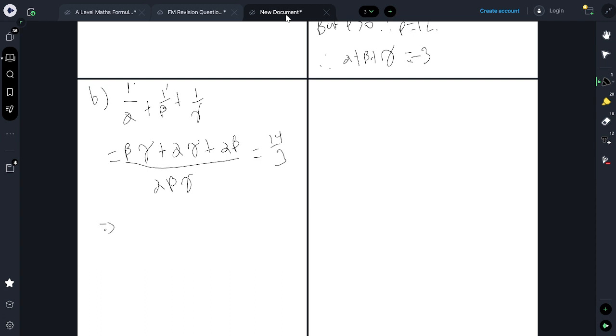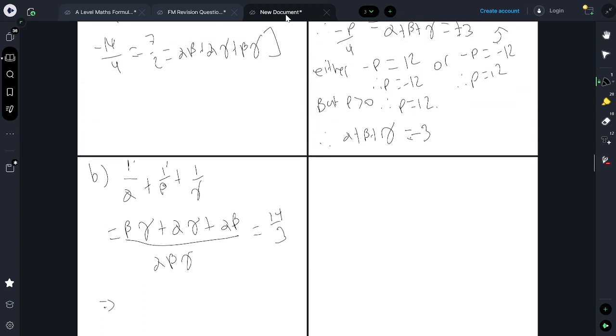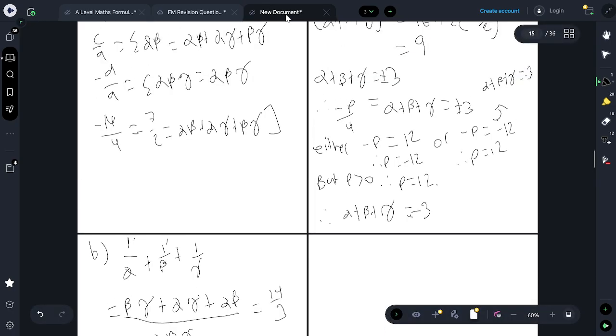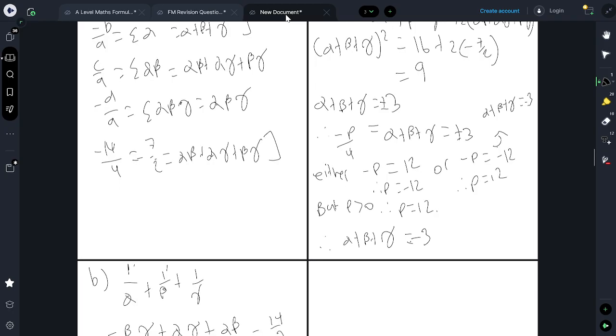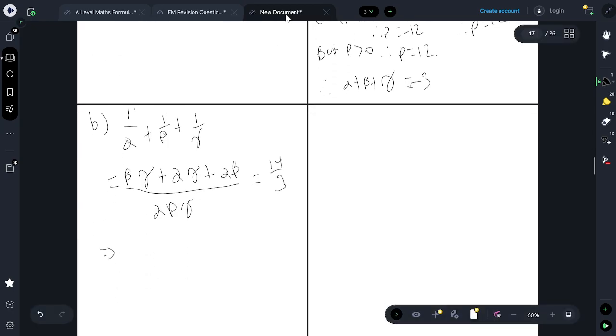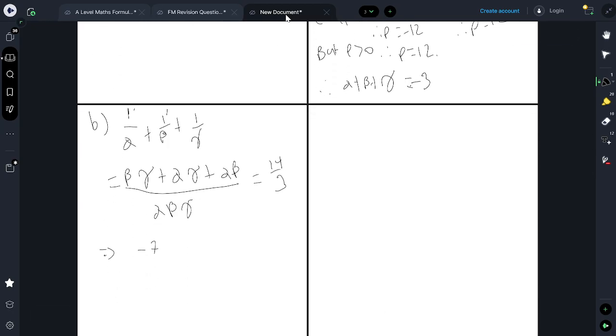But we already know what the pairwise sum is, don't we? The pairwise sum is minus 7 over 2, right? We did that in part A. So therefore, minus 7 over 2 over alpha beta gamma is 14 over 3.